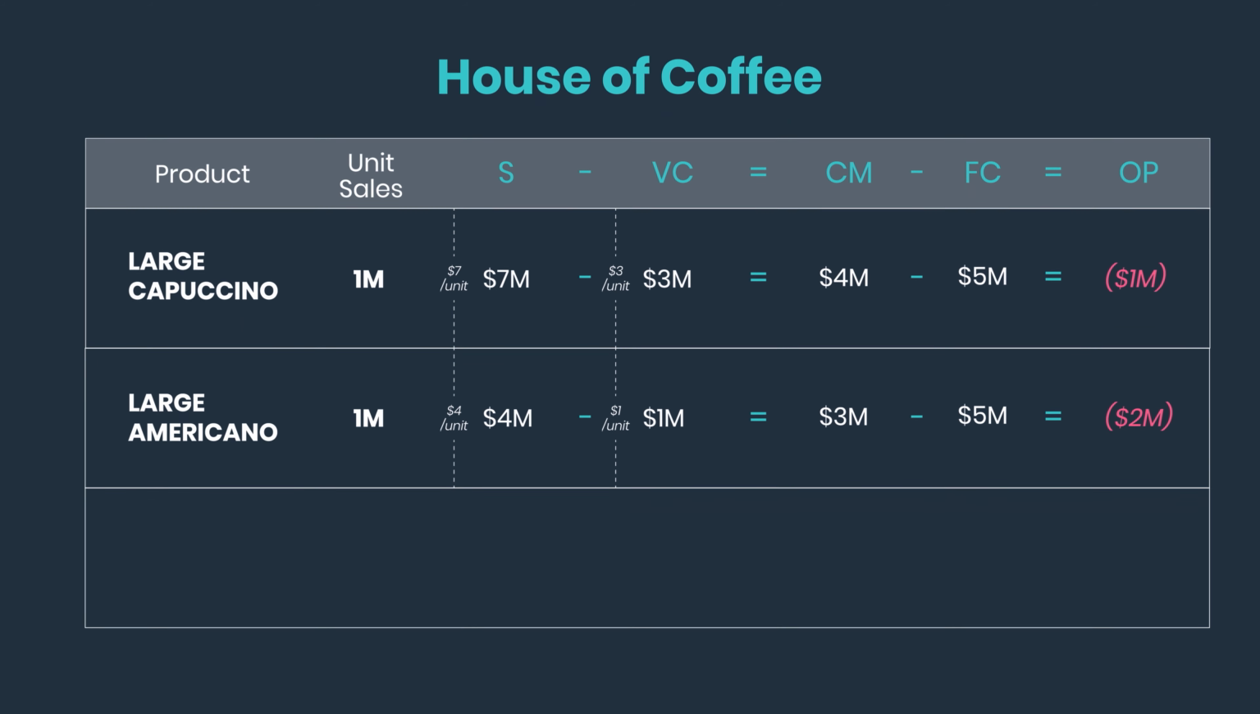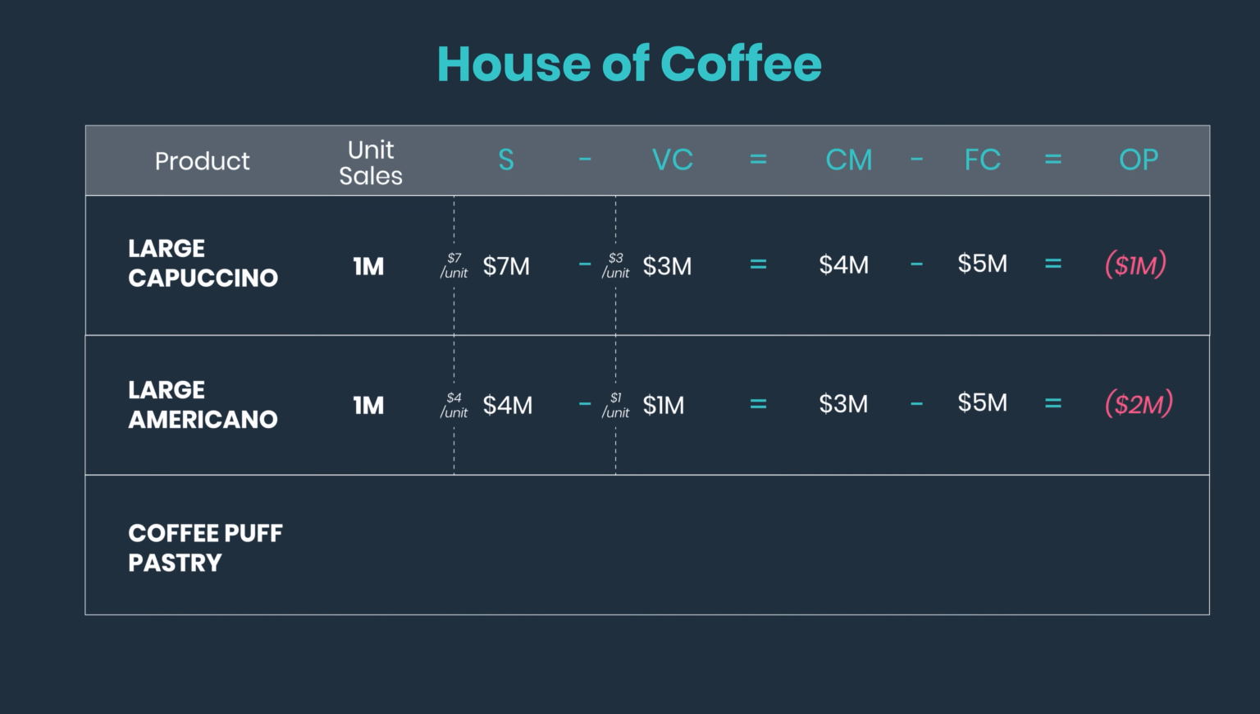Now let's see if their coffee puff pastry will cover their fixed cost of $5 million. At the same 1 million in sales volume, the coffee puff pastry brings a total in sales of $8 million and a variable cost of $6 million in total since each unit costs $6 to make. It's much more expensive to make a dessert versus a cup of coffee.